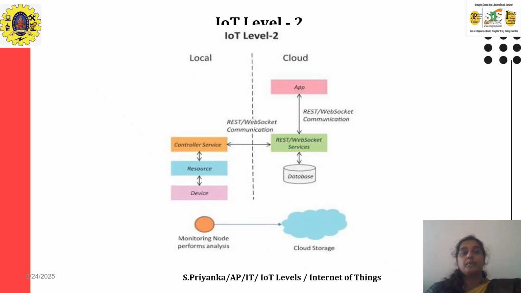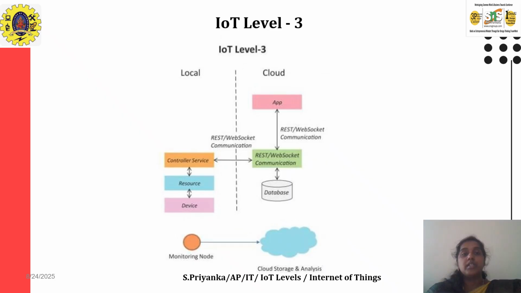Next, level 2. In level 2, it has a single node that performs sensing and actuating, along with local analysis. It suits solutions where the data involved is big. However, the primary analysis requirement is not computationally intensive and can be done locally itself. Here the example is a smart irrigation system.